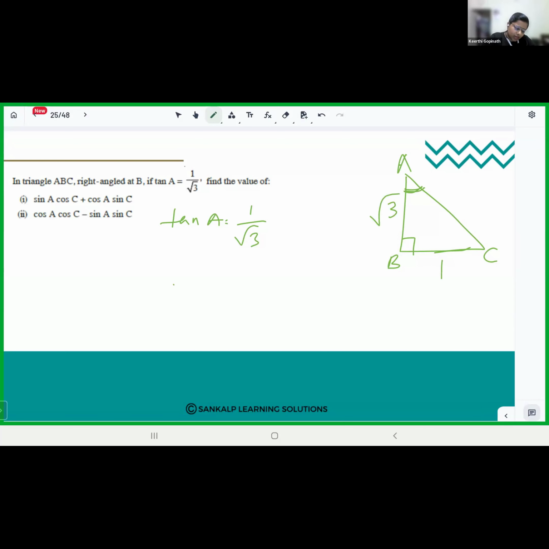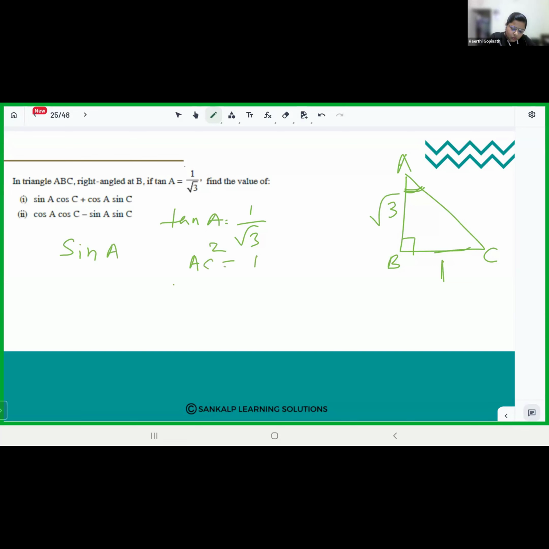Now we have to find out sin A, cos C, cos A and sin C. So first of all, you consider sin A. What will be the value of sin A? Sin A is nothing but opposite by hypotenuse, right? Here the opposite side is 1 and we have to find the hypotenuse AC. So how will you find AC? Again by applying Pythagoras theorem.